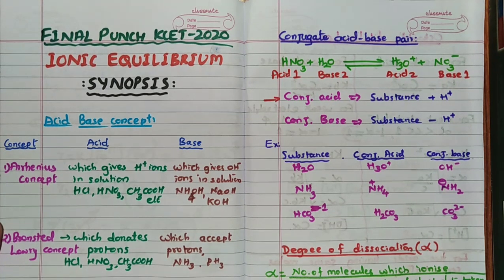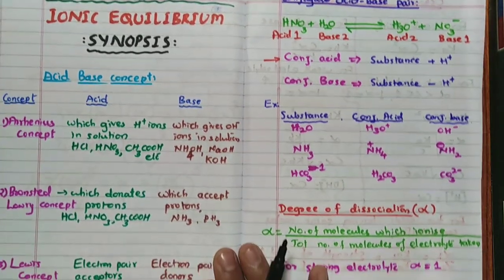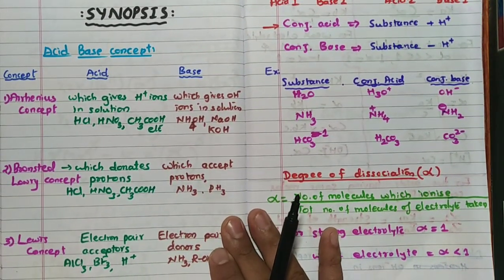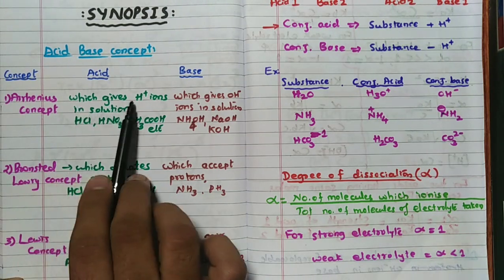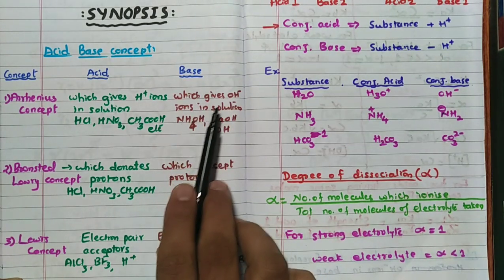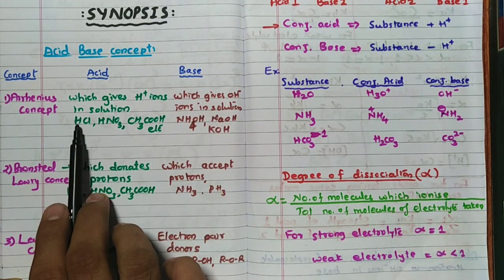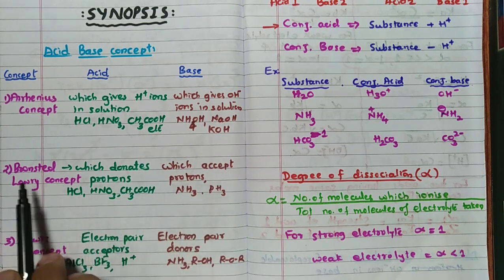Yes, first we will start with the acid-base concept. Very important concept, remember, from the KCET exam point of view. Very simple. First one, Arrhenius concept. According to Arrhenius, an acid is a substance which will give H+ ion, and a base is a substance which will give OH- ion. Examples: HCl, HNO3, CH3COOH, or NH4OH, NaOH, KOH, like that.